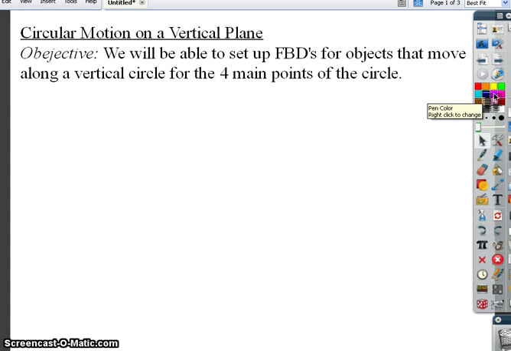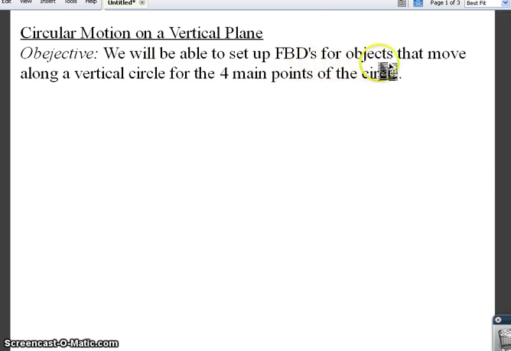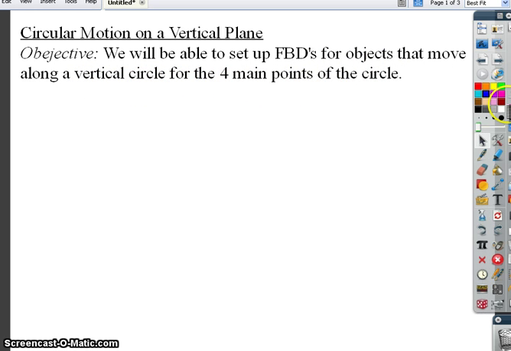Morning class, and welcome to this lesson on circular motion on a vertical plane. Today we will be able to set up free body diagrams for objects that move along a vertical circle for the four main points of the circle. So let's just clarify what a vertical circle is.